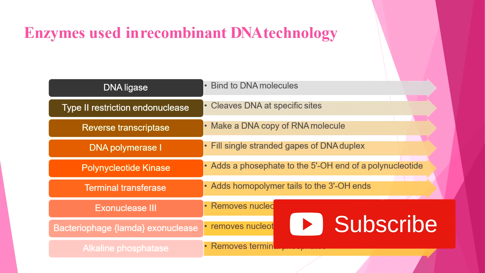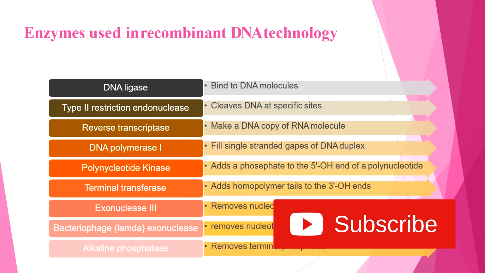And then another enzyme is exonuclease 3. So what is the function? It will remove the nucleotide residues from the 3' end, or it removes nucleotides from one end, that is known as exonuclease. Whereas endonuclease will make a cut within the strand, that is known as endonuclease. Exonuclease means it will remove the nucleotides from one end, that is from the 3' end.